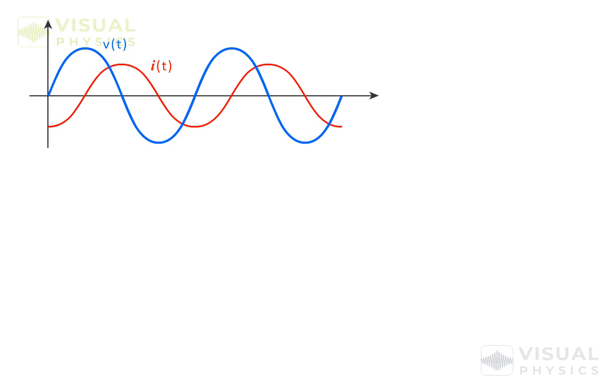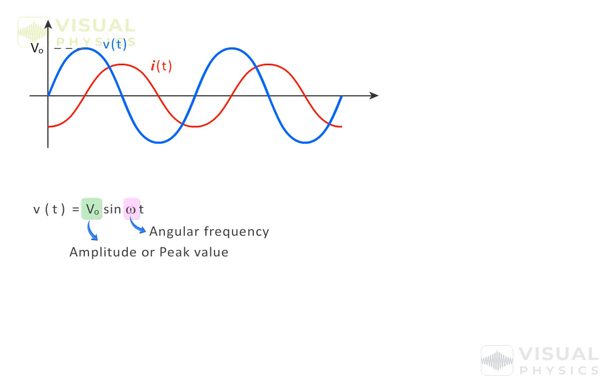We have seen that alternating voltages vary sinusoidally, and thus are represented by such an equation. Here this is the amplitude, or the peak value of voltage, and this is the angular frequency of oscillation, which is equal to 2 pi into the frequency of oscillation.